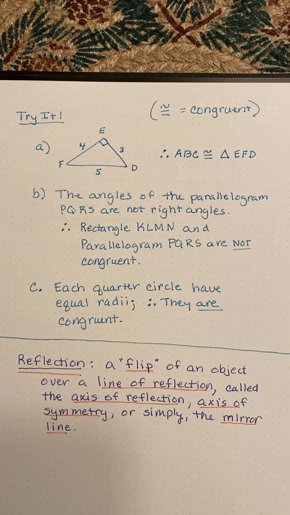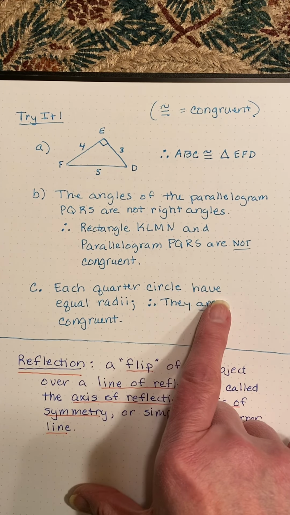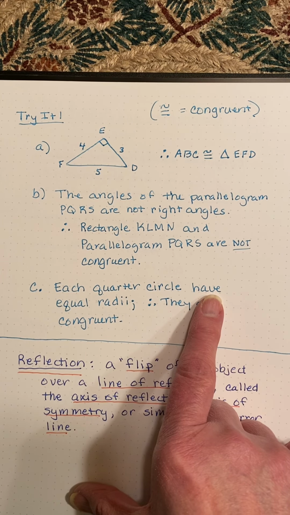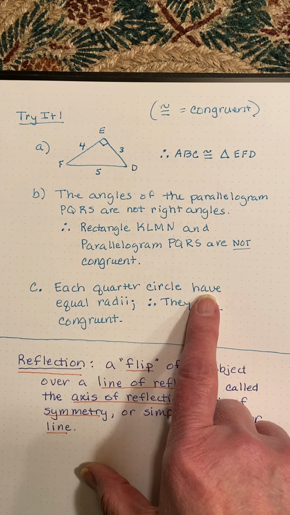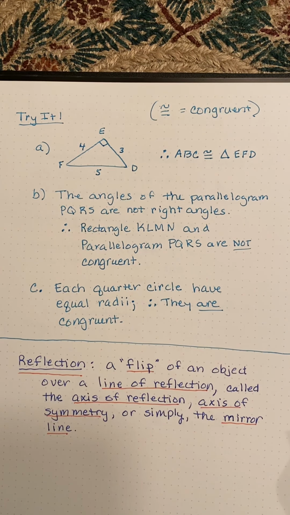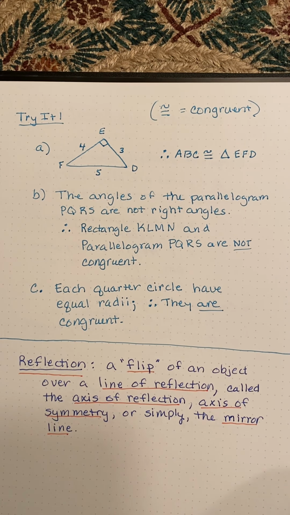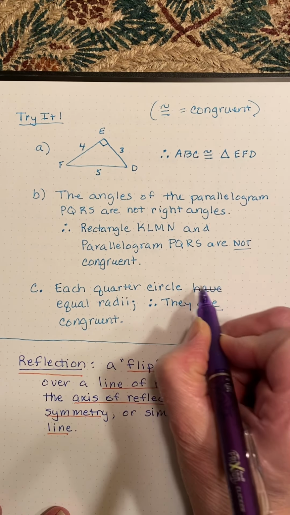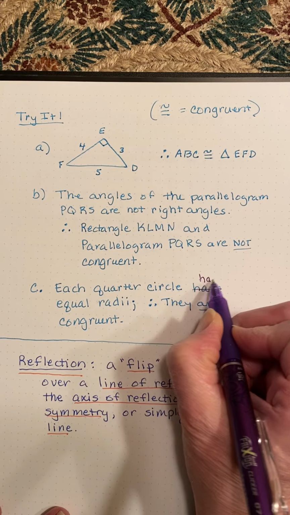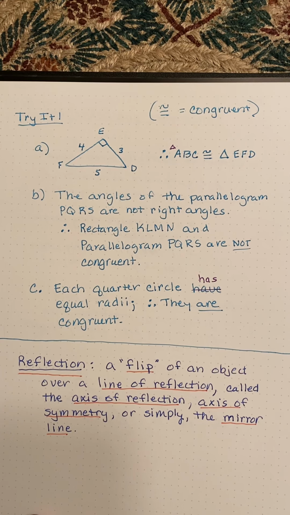If you look at the quarter circles in letter C, each quarter circle has an equal radius. So they both have the same radius of 4, therefore they are congruent. Because in order to be a congruent circle, you have to have either the same diameter or the same radius. So I am going to correct my mistake here, and I'm going to throw a triangle in up there. Okay, there we go. My apologies.